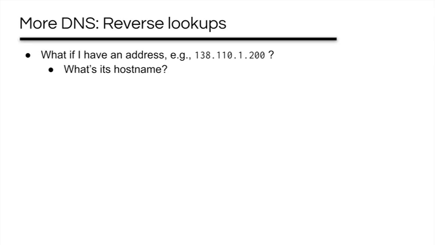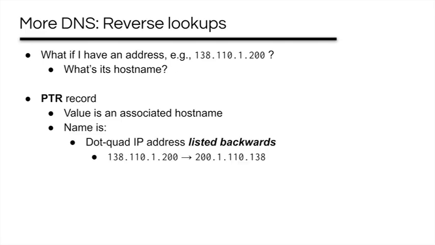Now, another thing I might want to know is, assuming you've got an IP address, does it have a host name associated with it, and what is that? This is facilitated by pointer records. The value stored in these records is the host name. The name part, the one that you actually look up, is a little bit trickier. Basically it's the dotted quad IP address listed backwards.